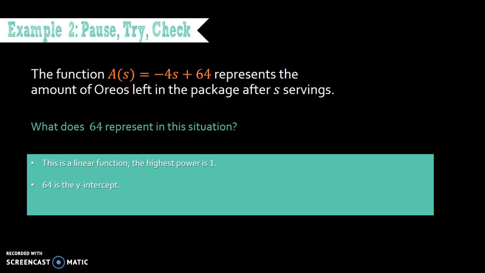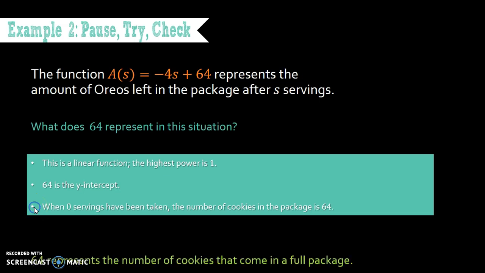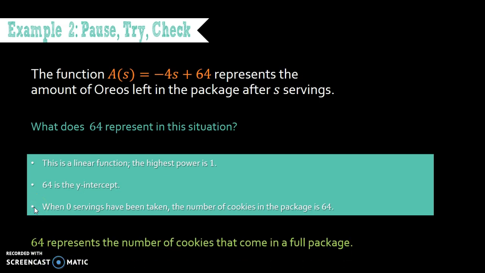A y-intercept occurs where our input is 0. So when s is 0, or the number of servings is 0, I have 64 cookies in the package. That means when 0 servings have been taken out, the number of cookies in the package is 64. 64 represents the number of cookies that come in a full package of Oreos. It's our starting value.